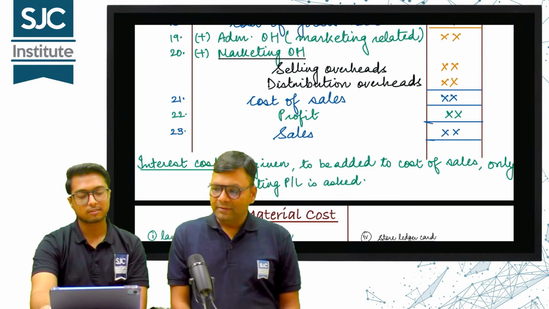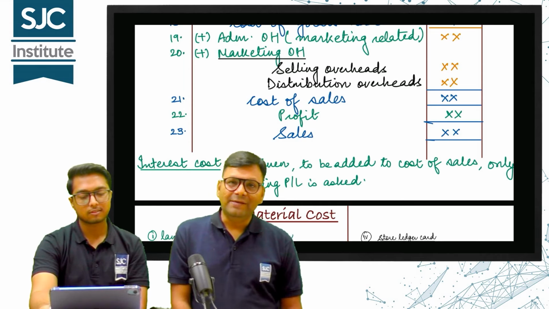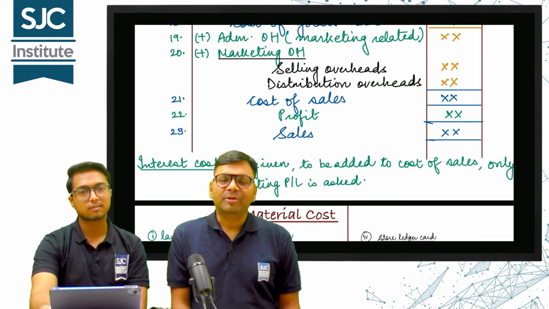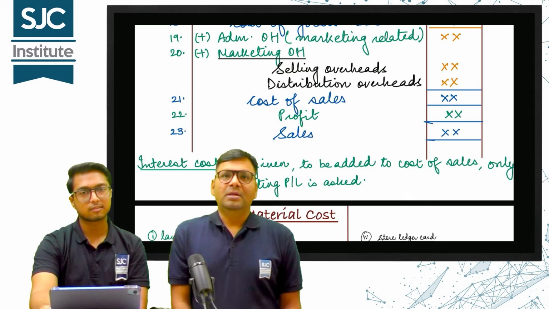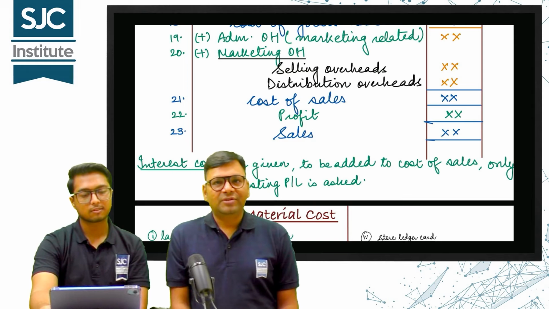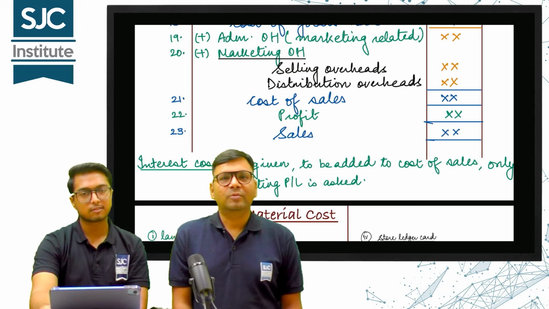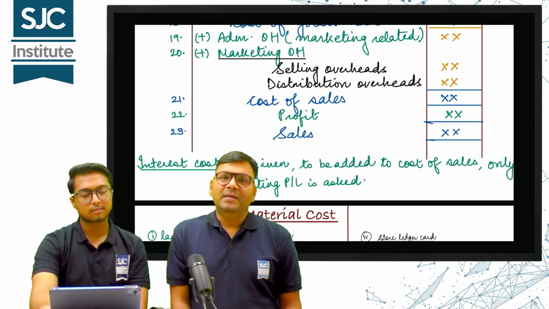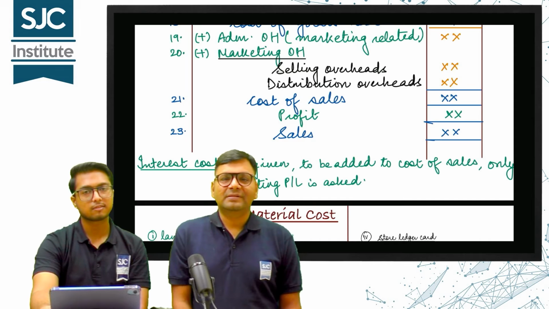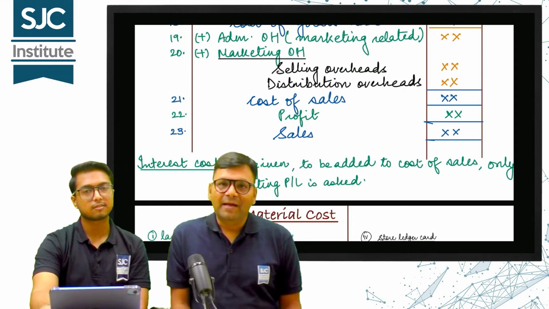Interest cost, if given, is to be added to cost of sales only when the question is asking you to prepare costing P&L account. Normally interests are financial items and are supposed to be excluded from the purview of cost sheet, but if interest cost is specifically given, you may only and only add to cost of sales to find net cost of sales, and usually this is done when you are asked to find the profit as per costing P&L.